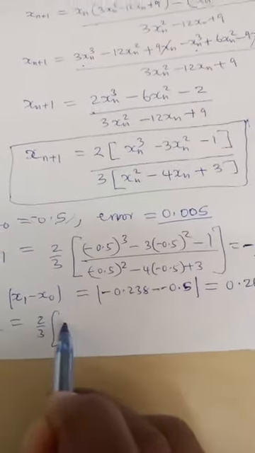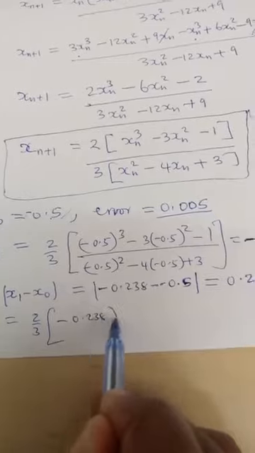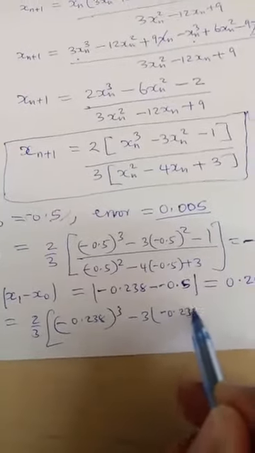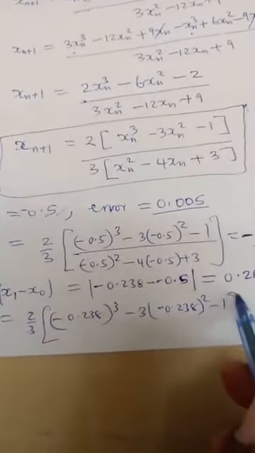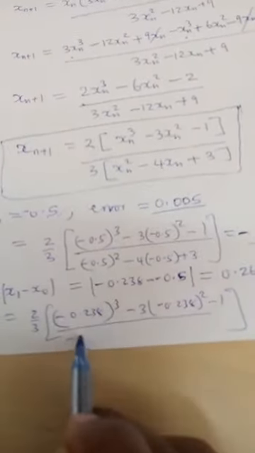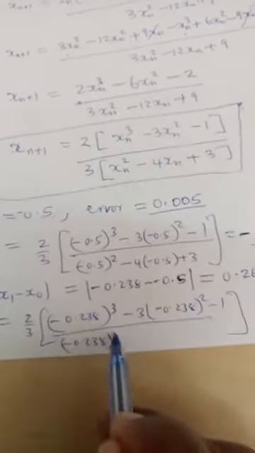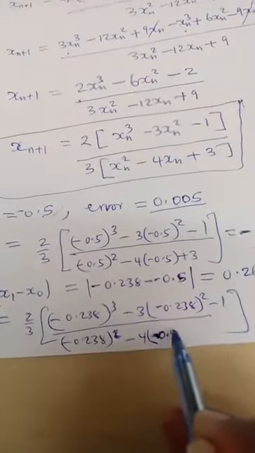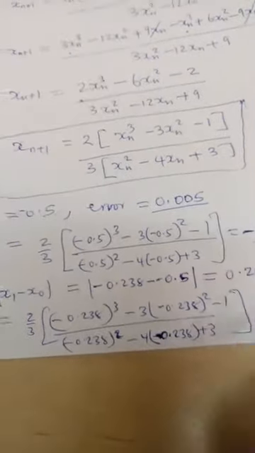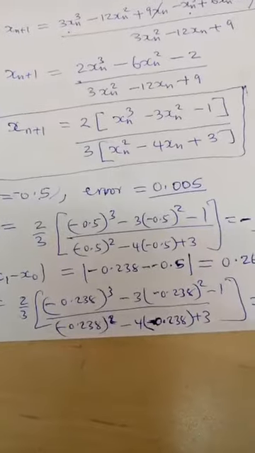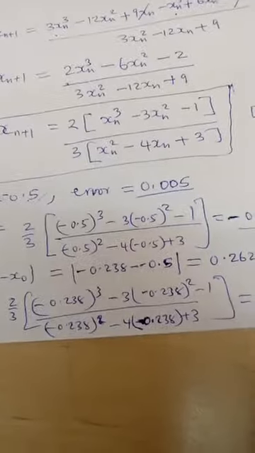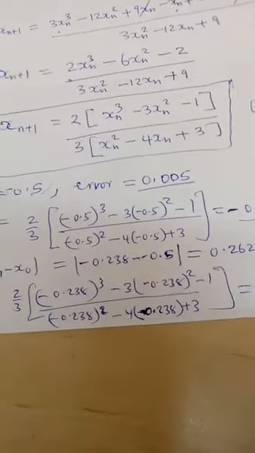2/3 into negative 0.238. We cube it. Take away 3 into negative 0.238. We square minus 1. The whole of this is divided by negative 0.238 squared minus 4 into negative 0.238 plus 3. If you compute this carefully, it gives negative 0.197.